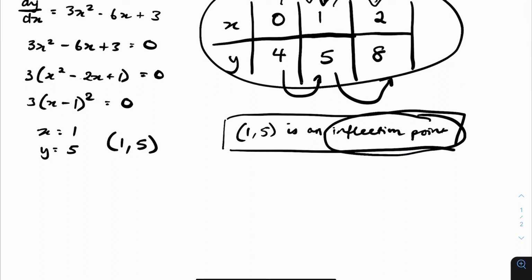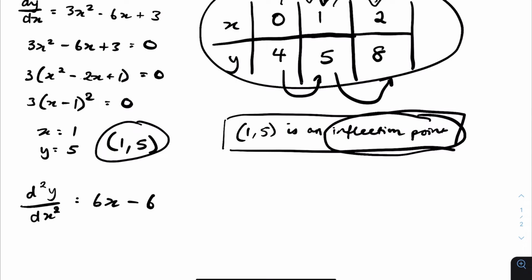First thing we have to do is find the second derivative of this function. So we'd find d squared y over dx squared. So we saw that the first derivative was 3x squared minus 6x plus 3. So the second derivative would be 6x minus 6. And 6x minus 6, we can just substitute our value of x in the stationary point in and see what it gives us. So in this case, we had the coordinate 1, 5.